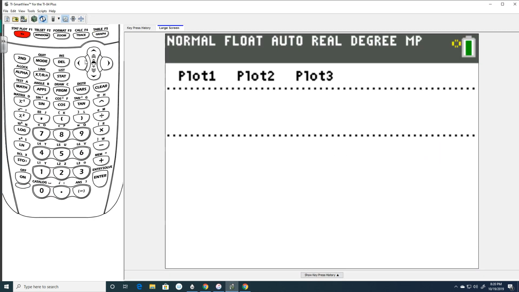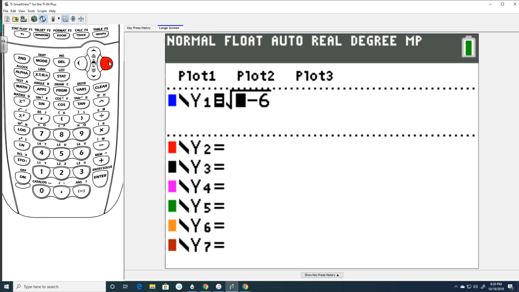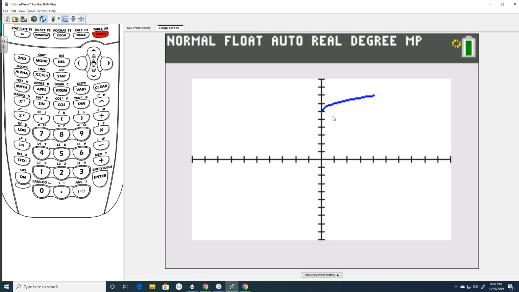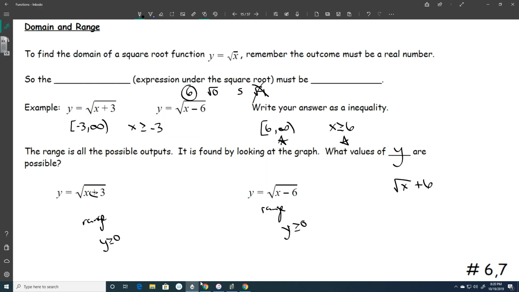So if I put that plus or minus on the outside, delete that for me. So if I put plus 6 on the outside, then my graph is shifted up to 6. So that means my range is now from 6 up to infinity. So it would either be from 6 to infinity, or y is greater than or equal to 6.